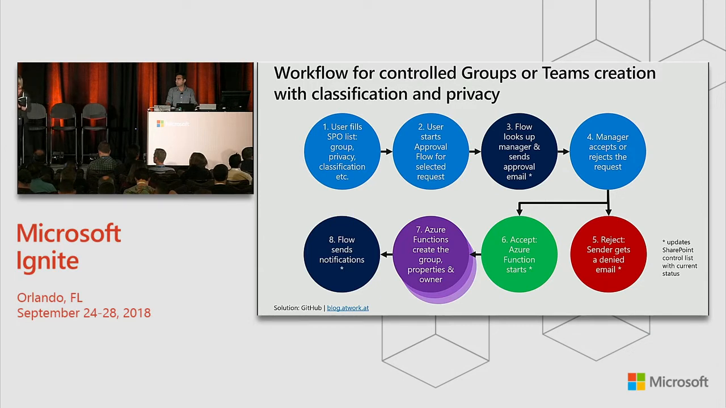So what we do now is we still use a SharePoint list, but we add privacy settings in there. We also add private and public settings for the group there, and we can also create a team on top of the group. Why did we do that?